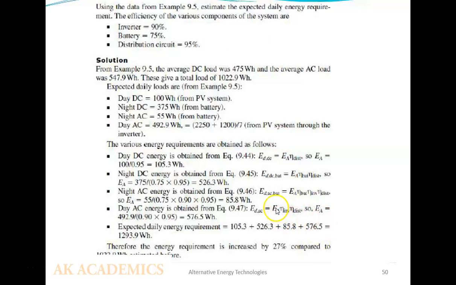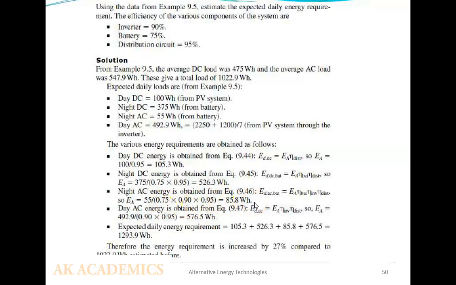So you will see that the night AC DC energy from the battery will be equal to the energy requirement multiplied by the three efficiencies: efficiency of the battery, efficiency of the inverter, and efficiency of the distribution circuit. If you make EA the subject of the equation, EA representing the expected energy requirement, it will be equal to 55, which is the DC energy, divided by 0.75, 0.9, and 0.95.